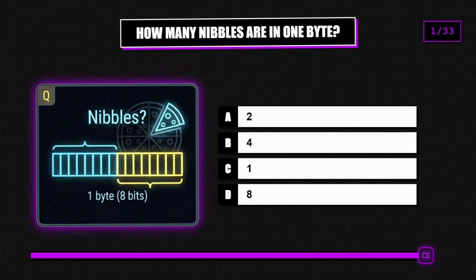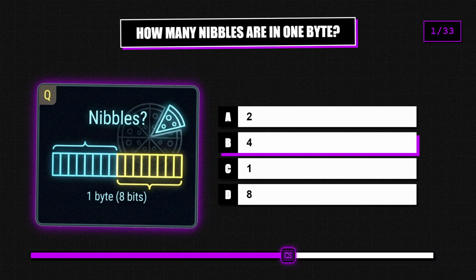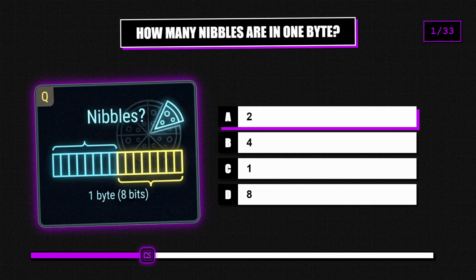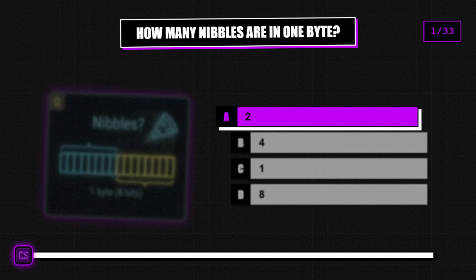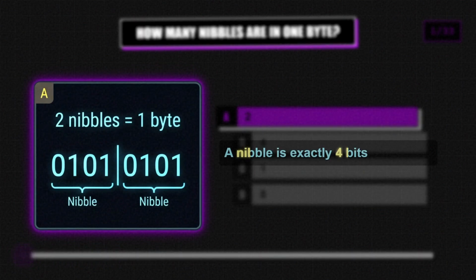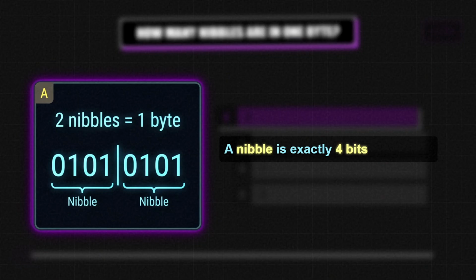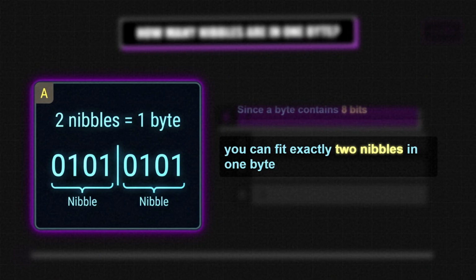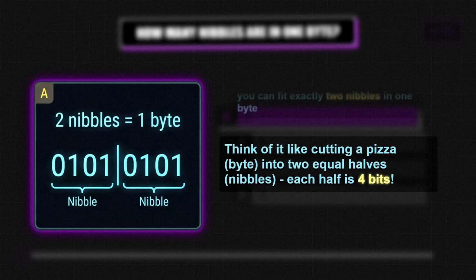How many nibbles are in one bite? A nibble is exactly 4 bits. Since a byte contains 8 bits, you can fit exactly 2 nibbles in one byte. Think of it like cutting a pizza, byte, into 2 equal halves, nibbles. Each half is 4 bits.